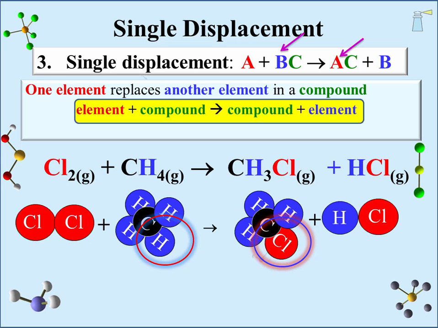It is a bit more difficult to distinguish as a single displacement reaction because the chlorine is a molecule and there are still hydrogens bound to the AC compound in the products. Nevertheless, the reaction does meet the criteria even if it has more going on.